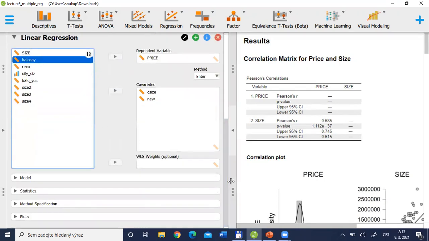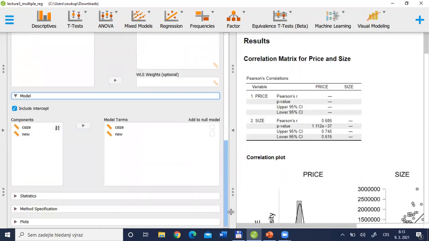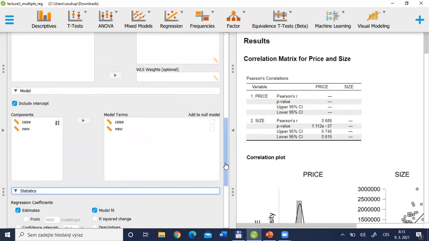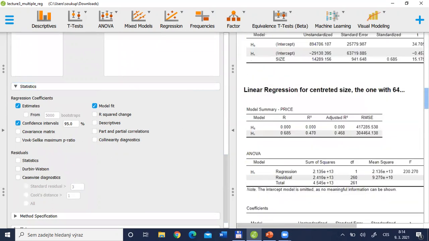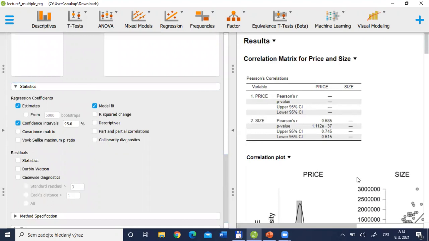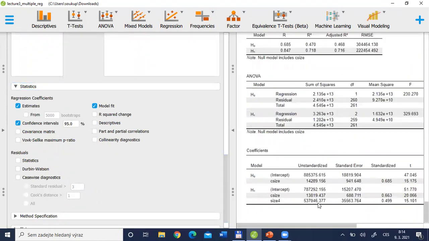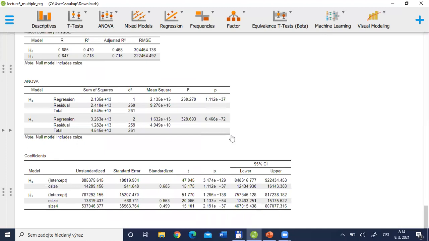So here it is. I will only ask for some more results, so into statistics, and I would ask for confidence intervals. And I hope that we can see results at the end. So here it is, and here we can see our results. I hope so. So maybe we will slightly correct our results in slides that were prepared only by my expectation.